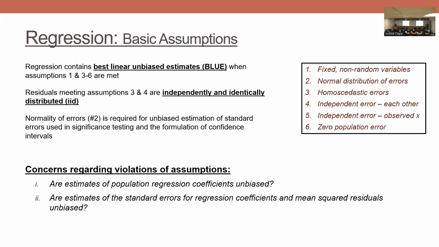And oftentimes, our regression coefficients are fine. The other question we have to ask is whether the standard errors and my mean squared residuals are unbiased, as the nuts and bolts of my error. This becomes important when I'm running tests for individual coefficients, for my model R squared, things along those lines.